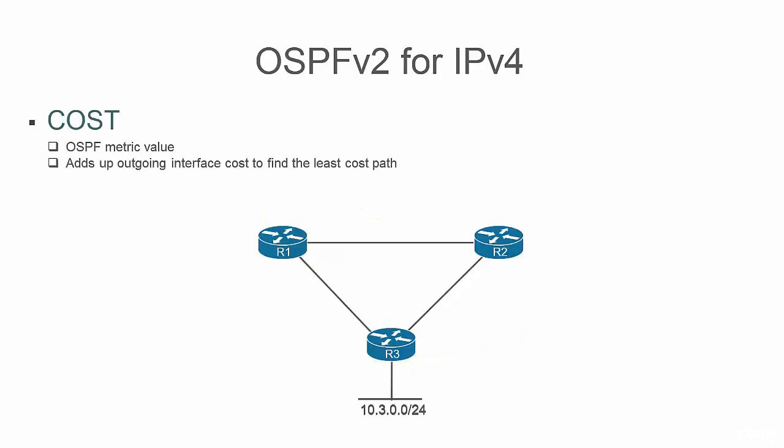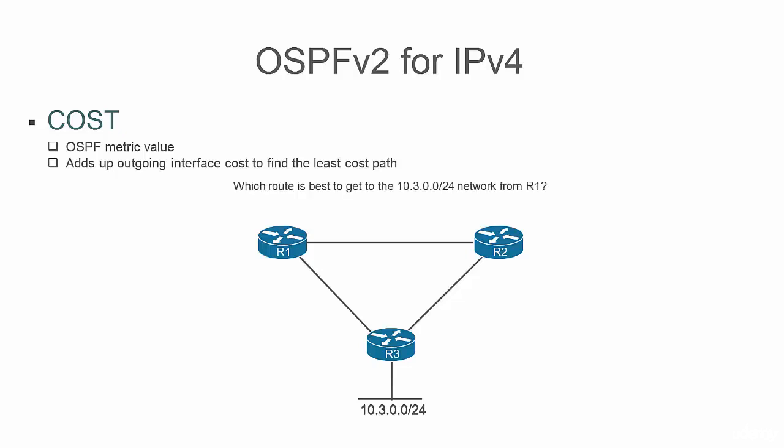OSPF uses cost as its metric value. So just like RIP version 2 used hop counts to determine which path was the better routed path, OSPF uses cost. And this is going to be added up for each outgoing interface for the path to the route. Kind of like how Spanning Tree uses cost to determine its best path to the root switch. So let's take a look at an example of how OSPF routers use cost to determine the best path.